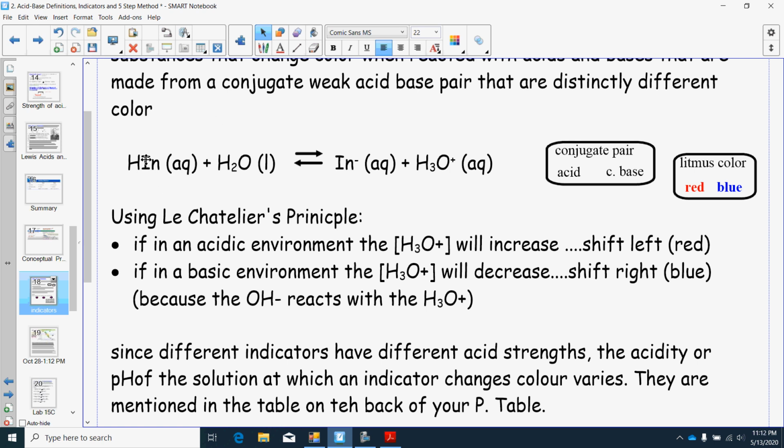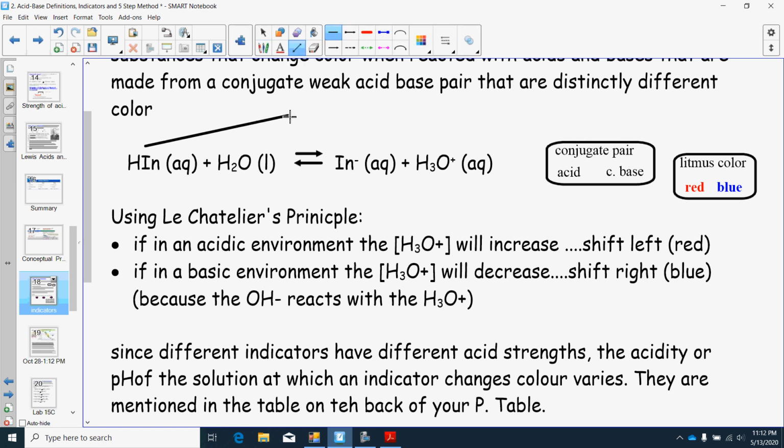So here's the pair. We have our HIn and In negative, so that's our pair right there, those two. And here's our other pair right here, which I really don't need to know, but that's our other pair. So those are our two conjugate acid-base pairs.